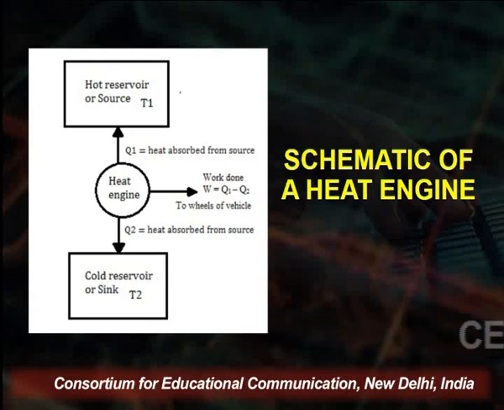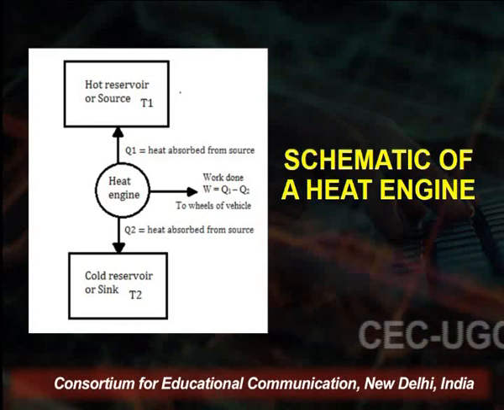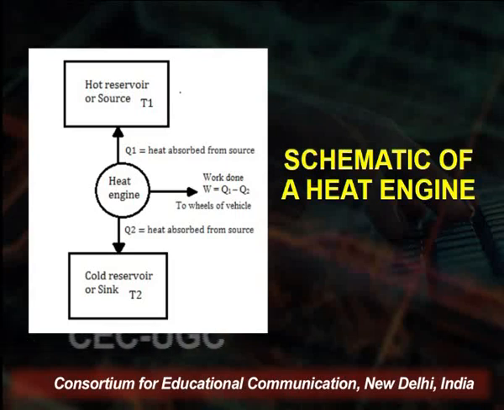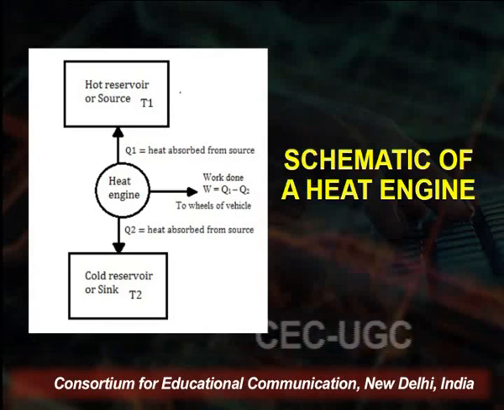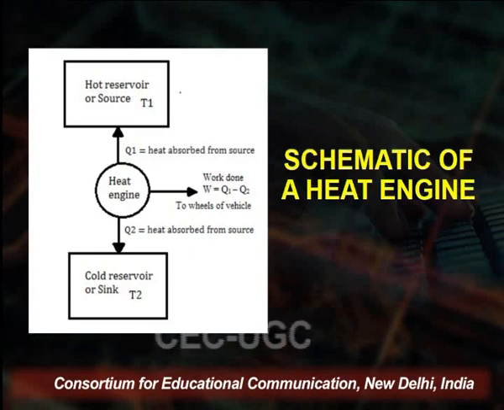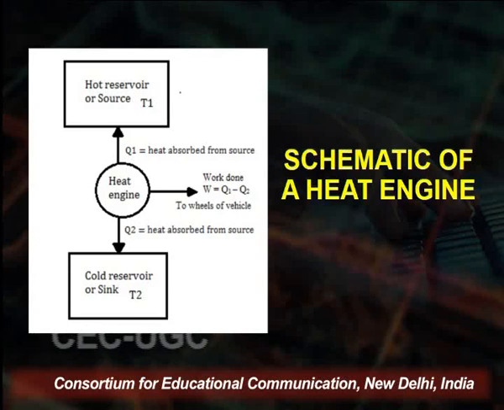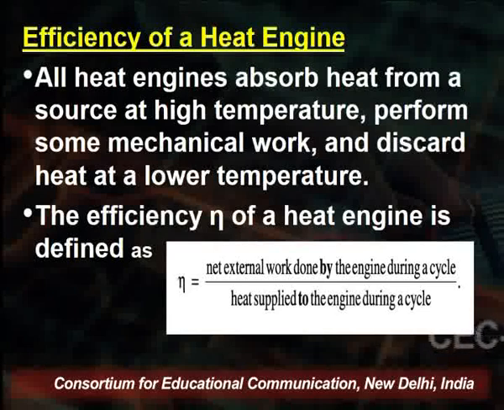What the heat engine does is that it absorbs heat Q1 from the source and rejects heat Q2 to the sink. In doing so, it does some work which is equal to the difference between the heat absorbed and the heat rejected. One very important thing is that the thermal capacity of the source and sink has to be infinite. That is, even though the heat engine is taking heat from the source, its temperature should not decrease. The temperatures T1 and T2 remain constant.